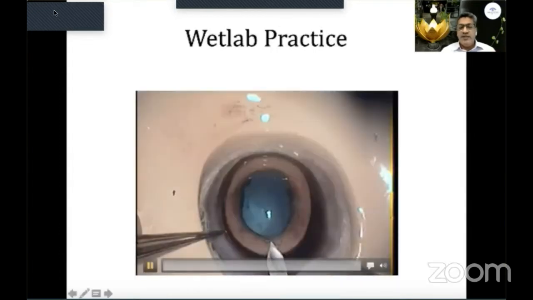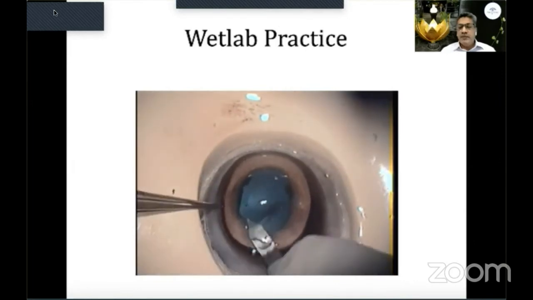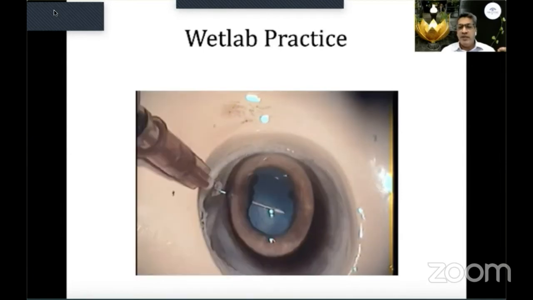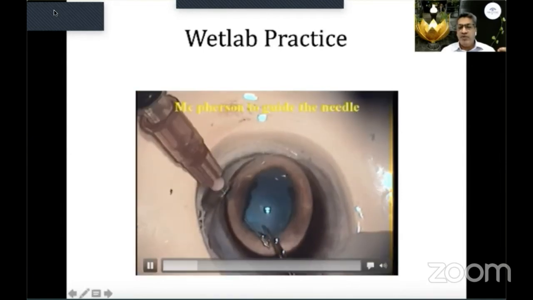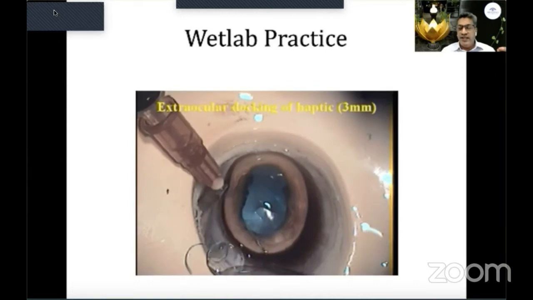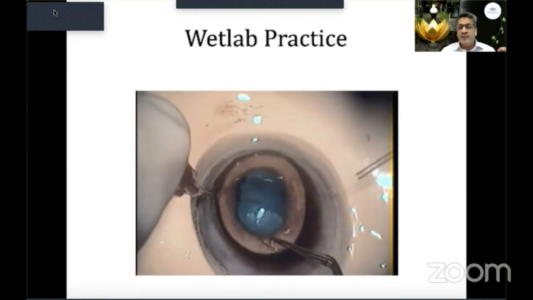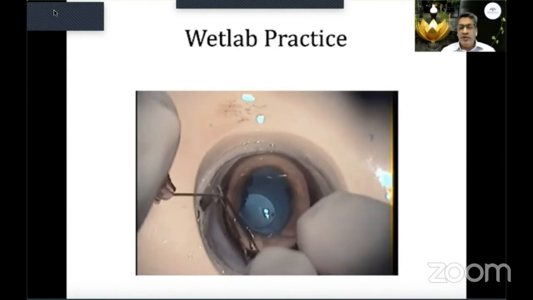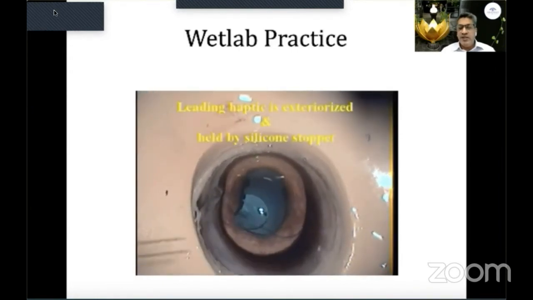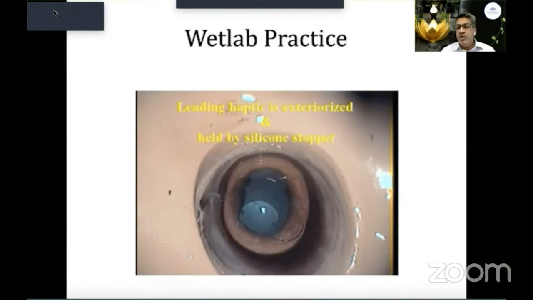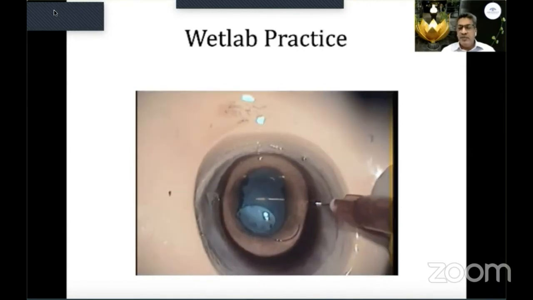Let's see how we can practice this in wet lab. All the steps can be beautifully practiced in a goat's eye or even a cadaver eye in wet lab. The sclerotomy is like what you see, 1.5 millimeters. And then you use your McPherson's to open up the valve and then exteriorize the needle. And then you insert the haptic. You get it inside, and then in one stroke, you exteriorize the haptic and you put the stopper. The stopper will make sure that the haptic doesn't go inside again.